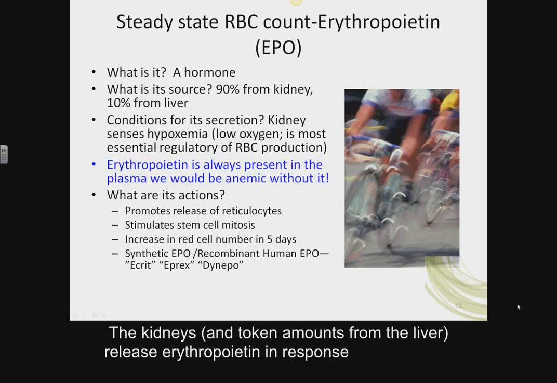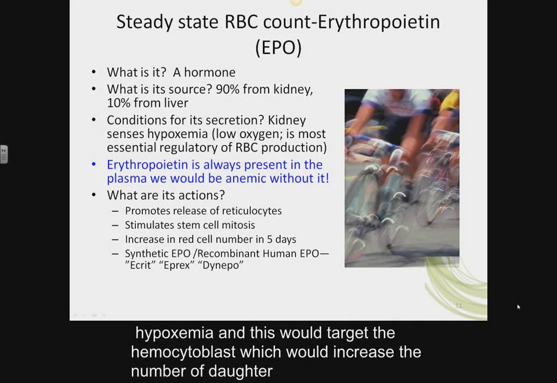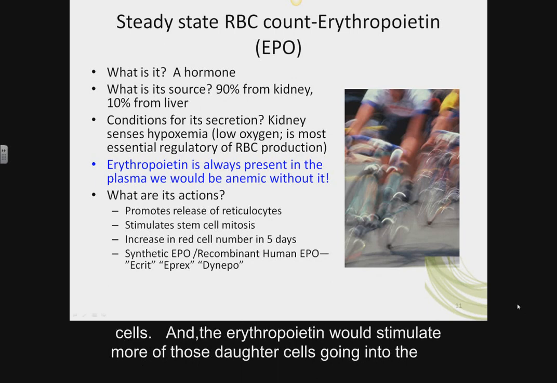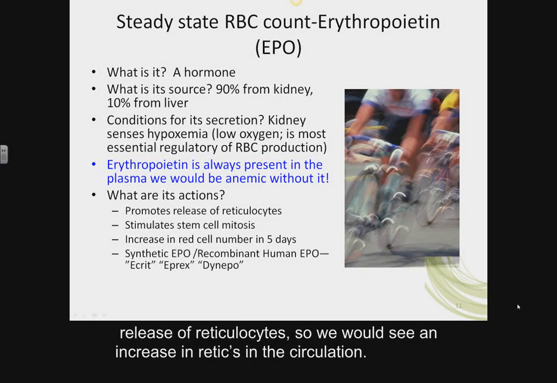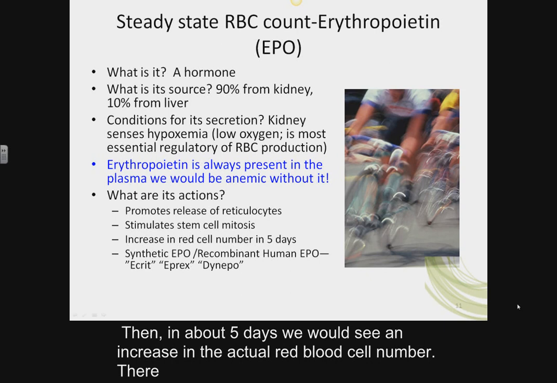The kidneys, and token amounts from the liver, release erythropoietin in response to hypoxemia, and this will target the hemocytoblasts, which would increase the number of daughter cells. And the erythropoietin would stimulate more of those daughter cells to go into the red blood cell lineage. Erythropoietin promotes stem cell mitosis and promotes the release of reticulocytes. So we would see an increase in the retics in the circulation. Then, in about 5 days, we would see an increase in the actual red blood cell number.